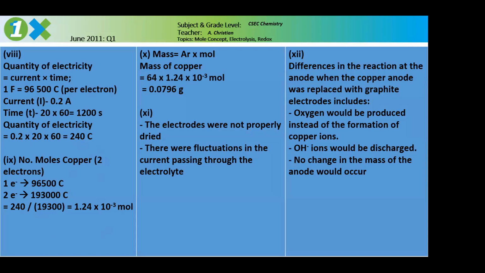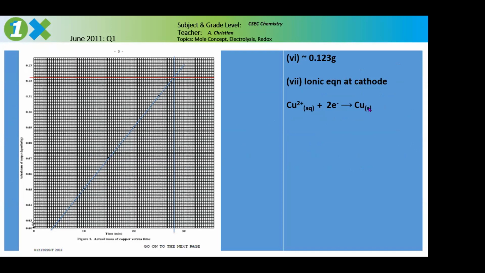So where did you get the 2 electrons from? From the equation, which is this equation. This tells you that 2 electrons are expected to be discharged. That says 2 moles of electrons. So that's what you should use.